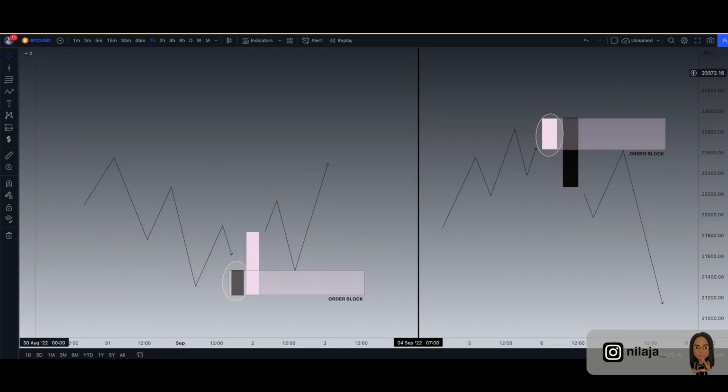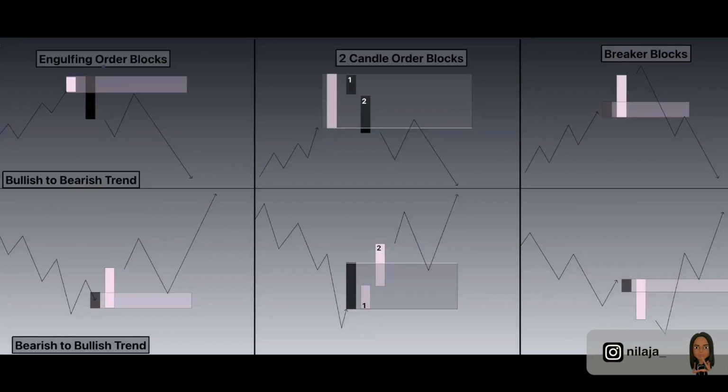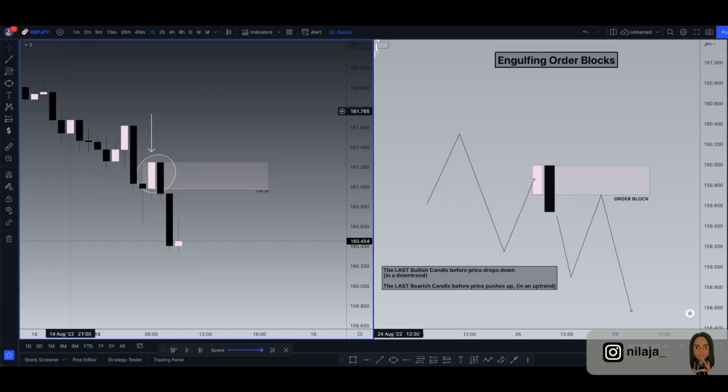An order block is the last bullish candle before price drops down in a downtrend, and the last bearish candle before price pushes up in an uptrend. Different order blocks that I'm going to go over. First, we're going to start with the engulfing order blocks. I do know that in smart money concepts they are called the standard order blocks, but I tend to call them engulfing order blocks because they resemble bullish and bearish engulfing candles. So that's why I call them engulfing order blocks.